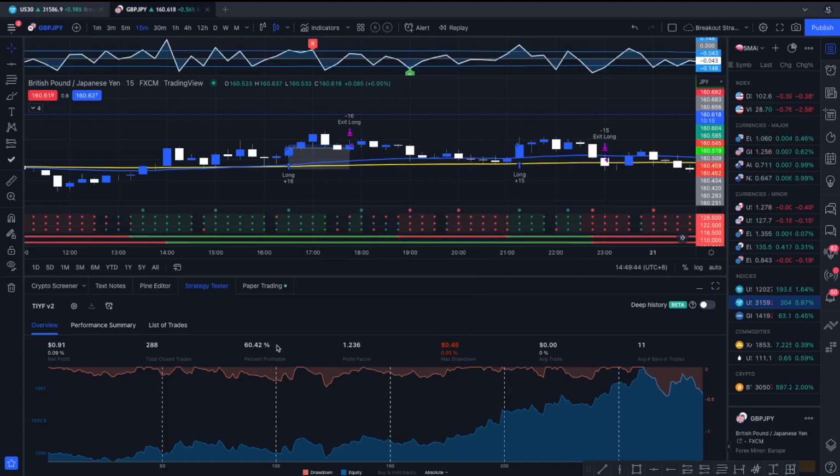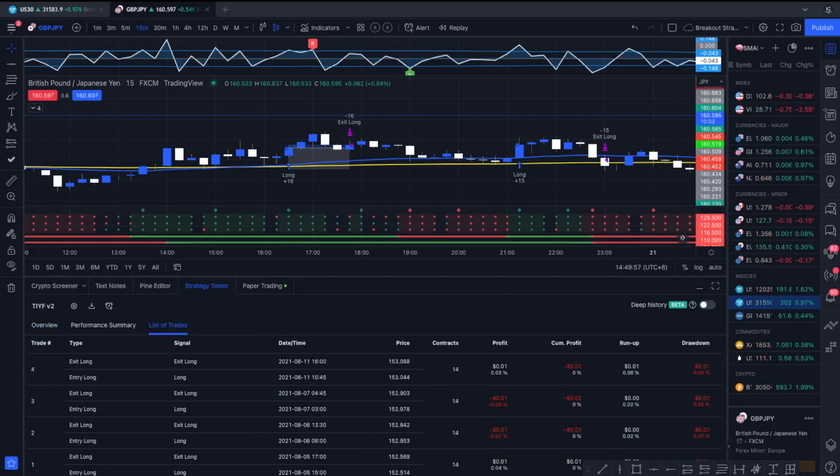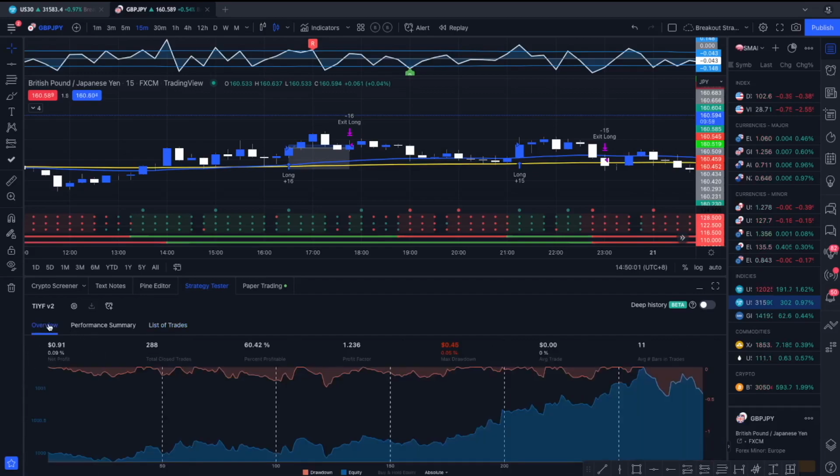And those are the results. So we've got a 60% win rate over 288 trades and a 1.236 profit factor. If we have a look at the list of the trades, the first trade it took beginning of August on the 15 minute chart, beginning of August last year. So it took more than a year to close 288 trades with a 60% win rate.